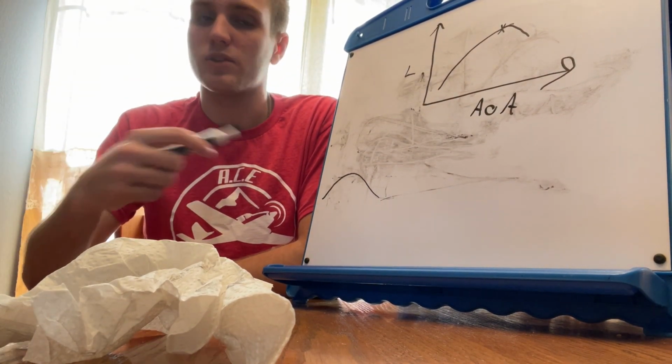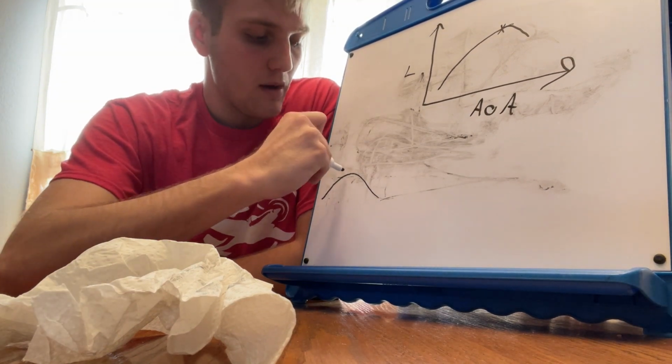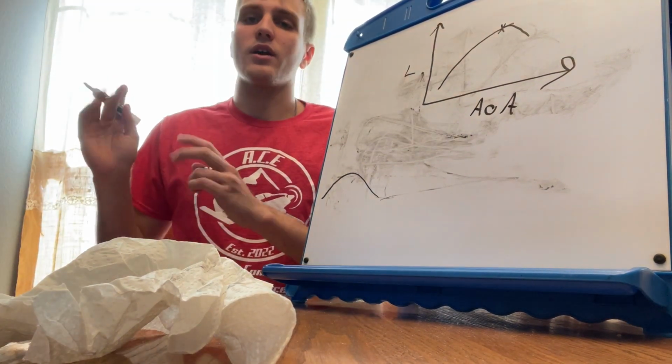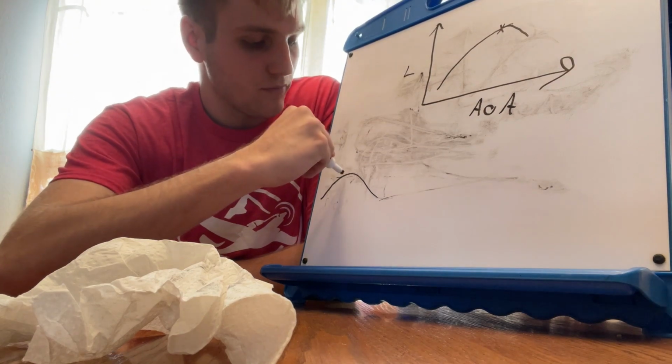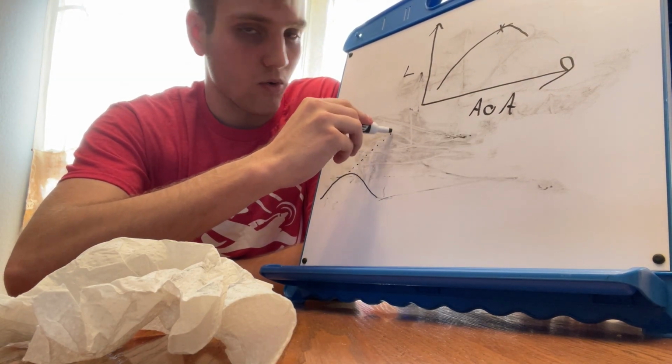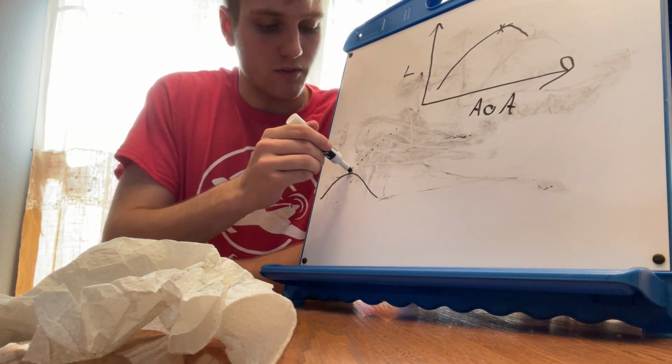Then you have neutral static stability, where it's the same thing, but instead I pull back on the yoke, I let go, and instead of it returning, it continues on the course, let's see if you can see that better there.